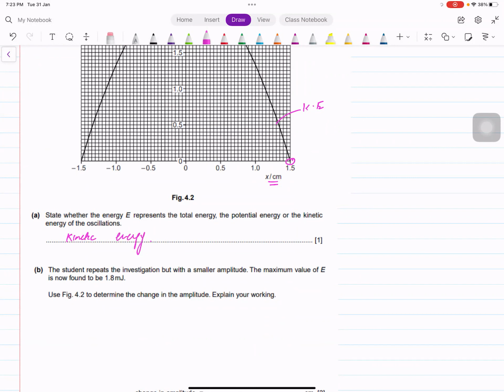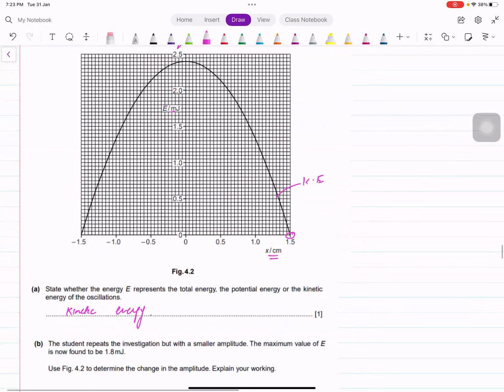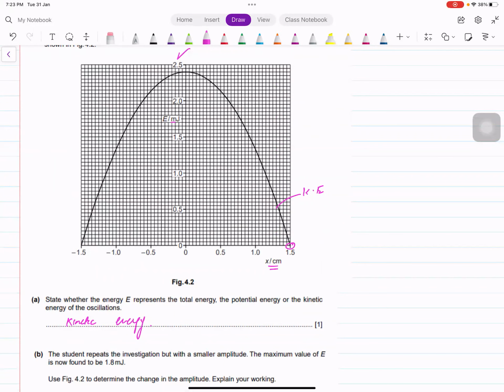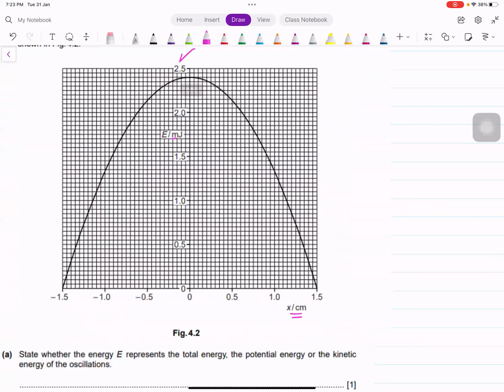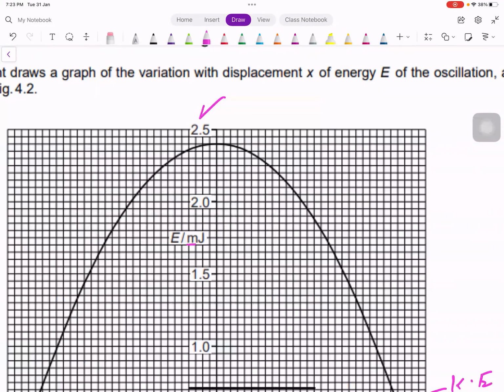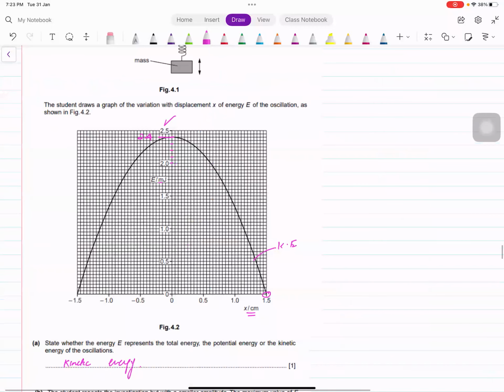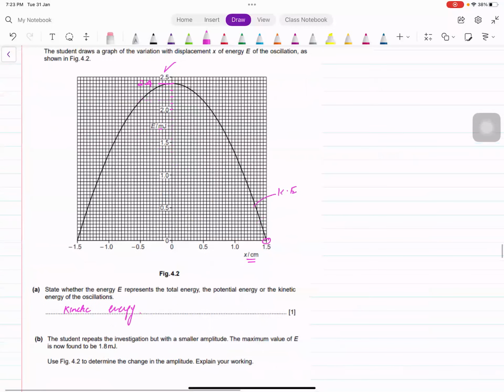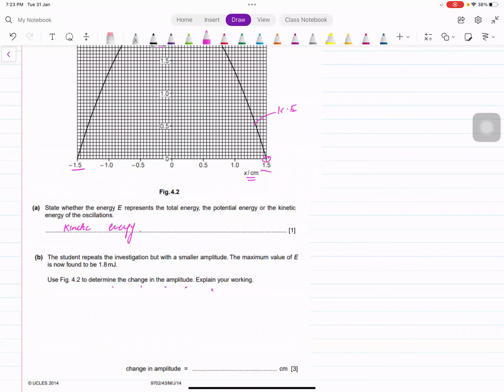All right, is that clear? Easy, right? Then it says the student repeats the investigation with a smaller amplitude. The maximum value of E is now found to be 1.8. Now, this is a very interesting question because right now, if you notice, this is 2.1, 2.2, 2.3, and 2.4. This energy is 2.4, right? Yes, Moksha. So this is 2.4, and the displacements are given here. And now they want you to basically determine the change in amplitude. Also, we need to show this one, right?